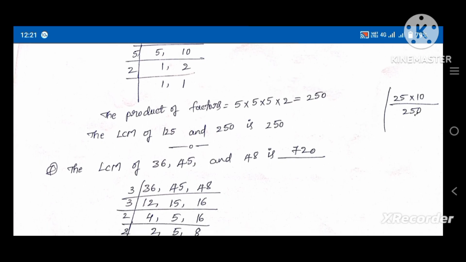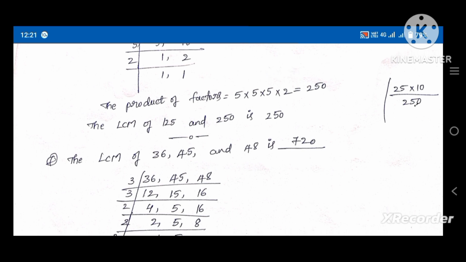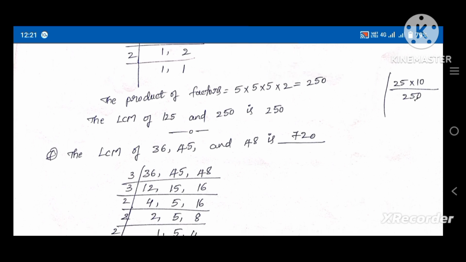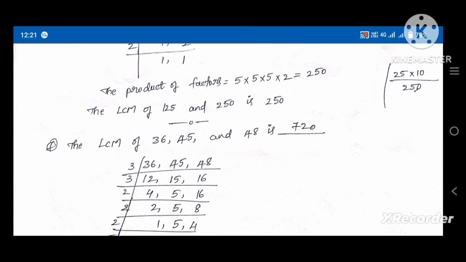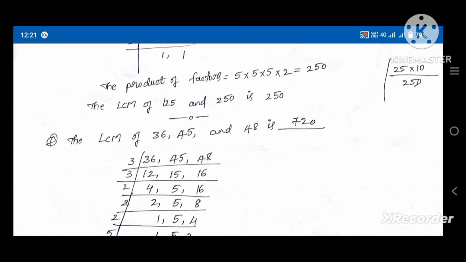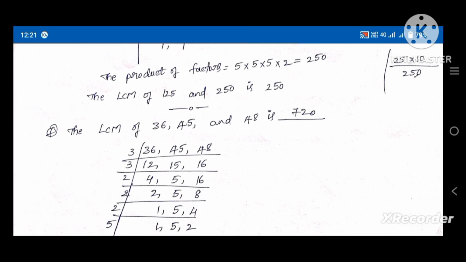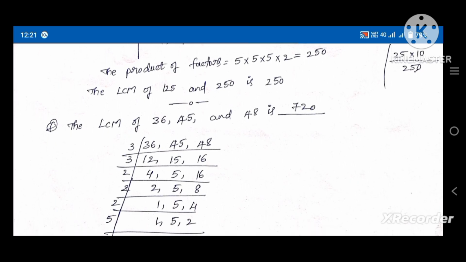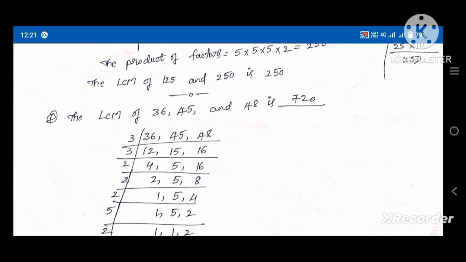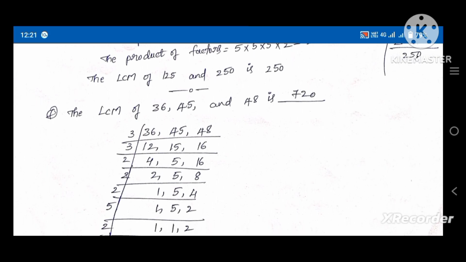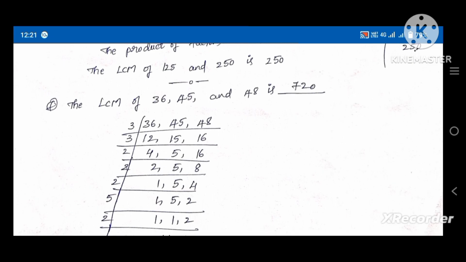F. The LCM of 36, 45 and 48 is 720. We write 36, 45, 48 and divide by 3. 3 12s are 36, 3 15s are 45, 3 16s are 48. Divided by 3 again, 3 4s are 12, 3 5s are 15, 16 as it is. Divided by 2, 2 2s are 4, 5 as it is, 2 8s are 16.